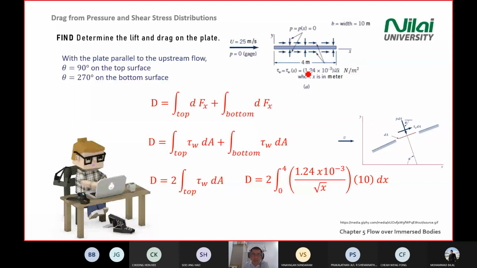In this case, your stress is given as 1.24 times 10 to the negative 3 divided by square root of x. So you just substitute and then integrate. Because your equation is in terms of x, you break your dA into 3D.